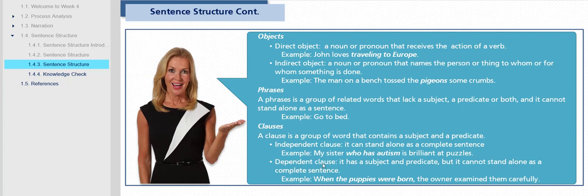So an example of a dependent clause is when the puppies were born. So that is a dependent clause. The owner examined them carefully. That's an independent clause. And when you put a dependent clause and an independent clause together as one sentence, that's known as a complex sentence.